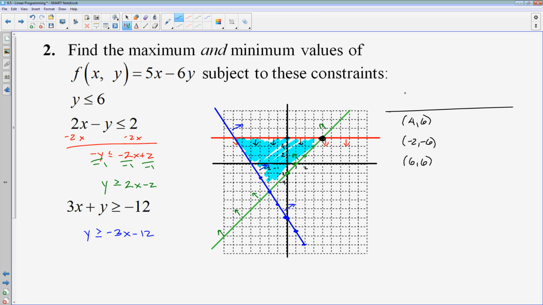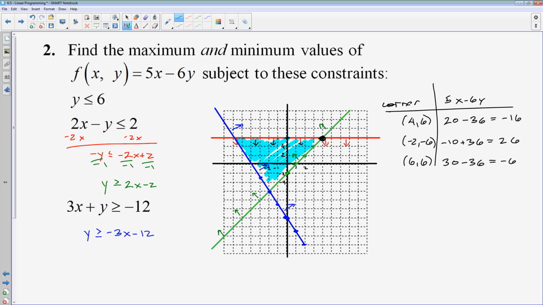All right, then we plug those corners into my function, 5x minus 6y. So 5 times 4 is 20, minus 6 times 6 is 36. That gives me negative 16. 5 times negative 2 is negative 10. Negative 6 times negative 6 is plus 36. That gives me 26. Then 5 times 6 is 30, minus 6 times my y-coordinate of 6 is 36. That gives me negative 6.